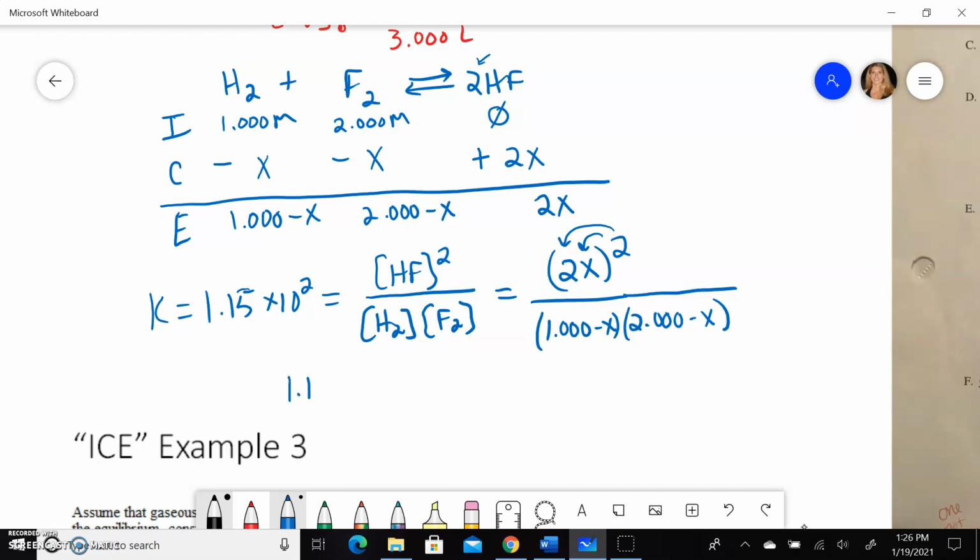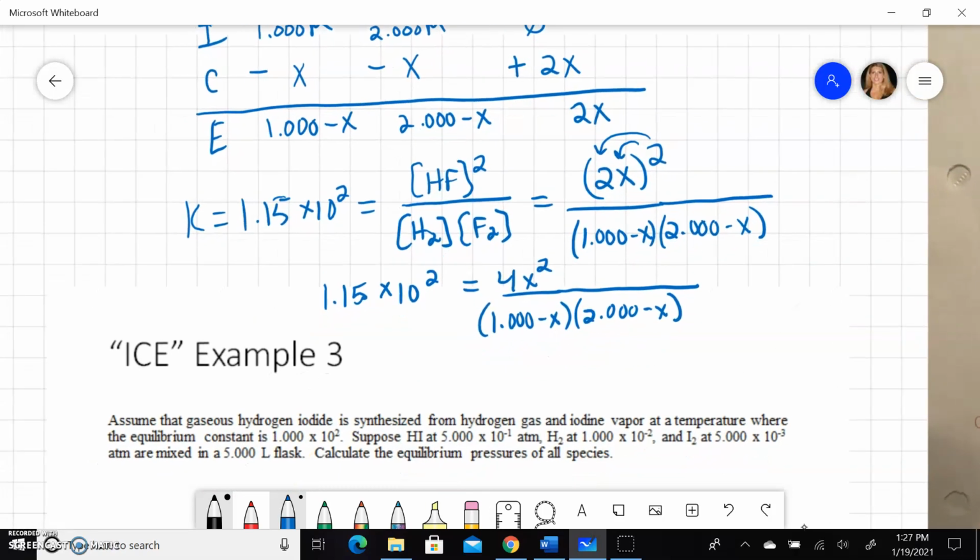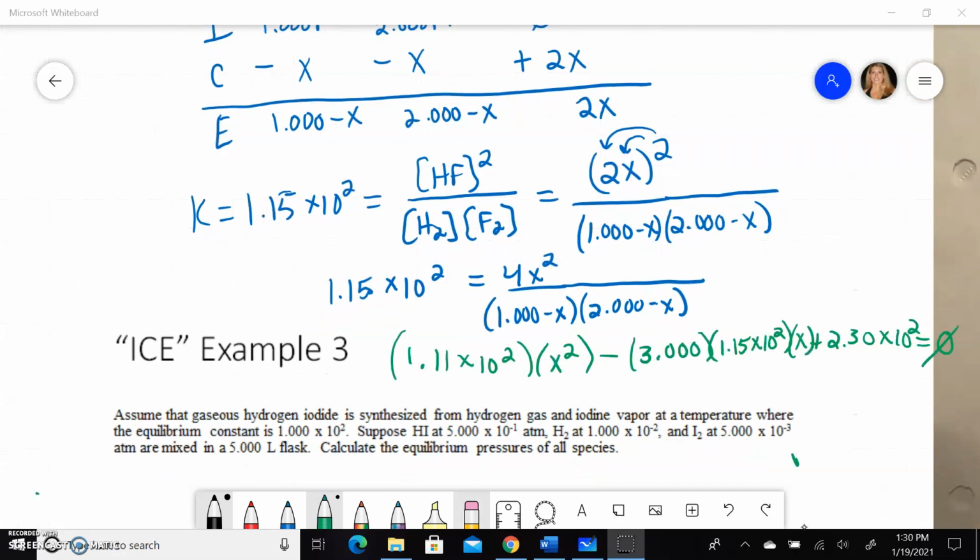So now we can say K is equal to 4X squared, like this. And what we're going to need to do is to combine our parentheses on the bottom of that fraction. So hopefully you remember from algebra there's a FOIL method, first, outer, inner, last. You need to go ahead and combine those and move them to the other side. And once you have done the math for this, you're going to end up with a quadratic equation.